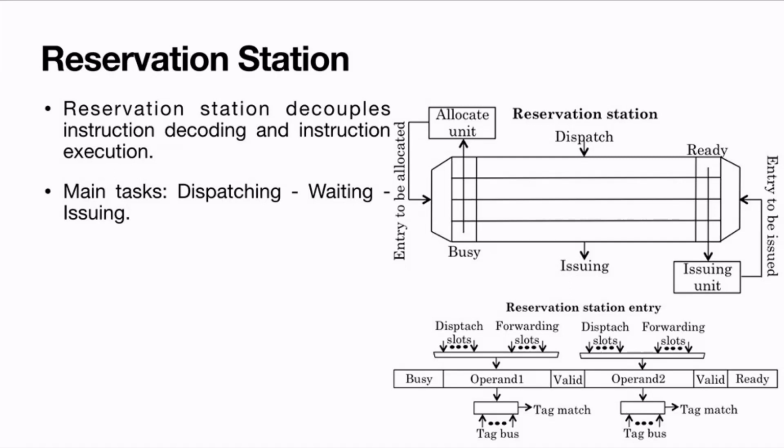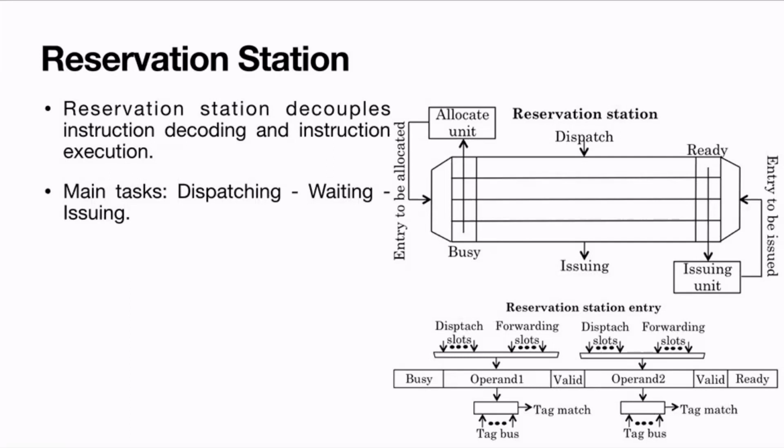We have to stop there. Until there is a free entry, you cannot push a new instruction into the reservation station. Once we dispatch, the instruction is sitting there. How long does it sit there? As long as operands are not ready or functionality is not ready, it is just waiting in the reservation station.